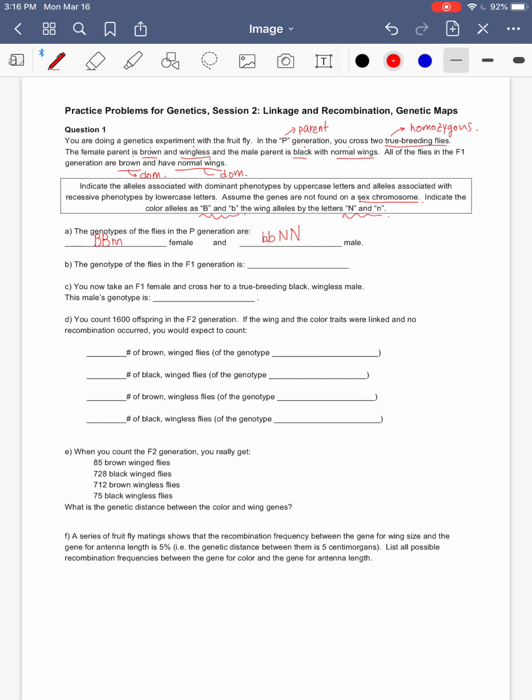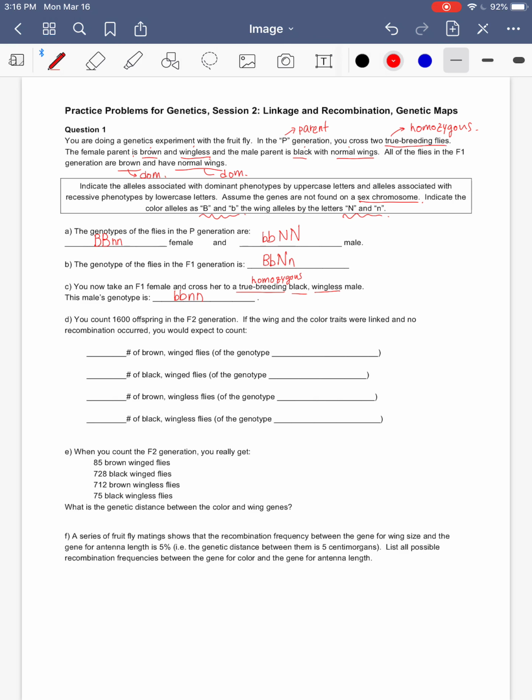Okay. B, the genotype of the flies in the F1 generation is, so we know that it should be heterozygous if we cross 2 true breeding flies with different traits. And it was brown with normal wings, so it would be heterozygous for both traits. Okay. C, you now take an F1 female and cross her to a true breeding black wingless male. This male's genotype is, so again, it says true breeding, which means homozygous for the traits, and it's black and wingless, so they're both recessive traits, so it's going to be homozygous recessive for both of them.